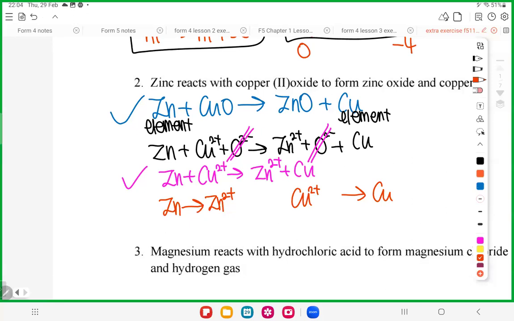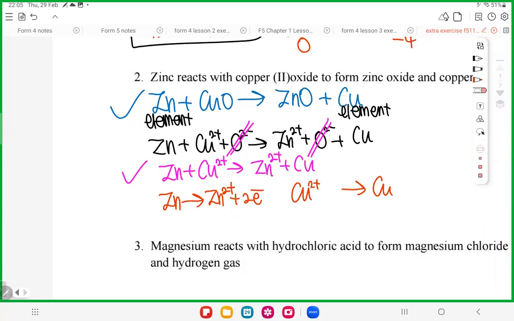Look at the total charge. Remember, total charge, not oxidation number. This total charge is 0. This total charge is +2. 0 and +2, the difference is 2. We need 2 electrons. Put the 2 electrons on the more positive side. Okay? All right. Next one.